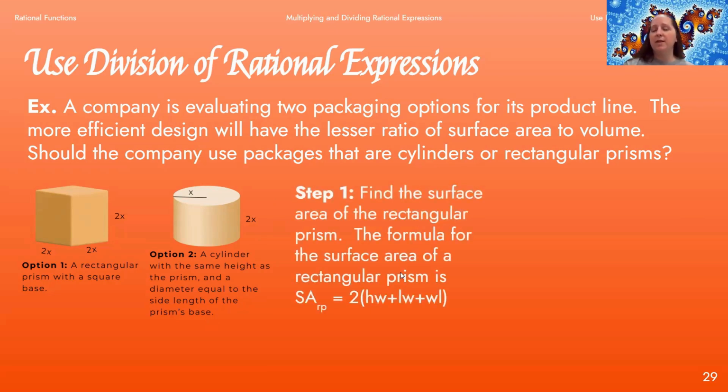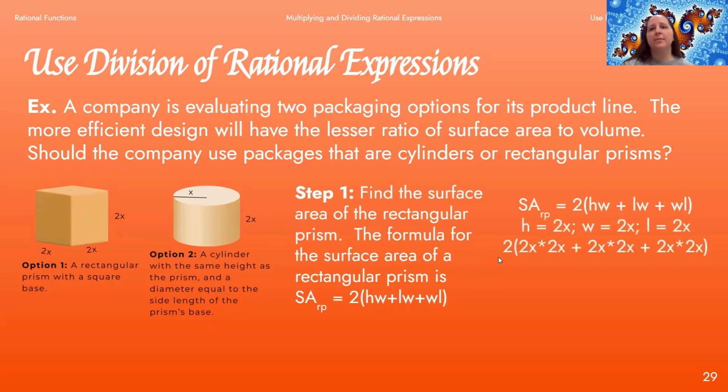Okay, so I find the surface area of the rectangular prism. The formula for surface area for rectangular prisms is 2 times height times width plus length times width plus width times length. I just substitute those values in. I get 2 times 4x squared plus 4x squared plus 4x squared, which is 2 times 12x squared, or 24x squared.